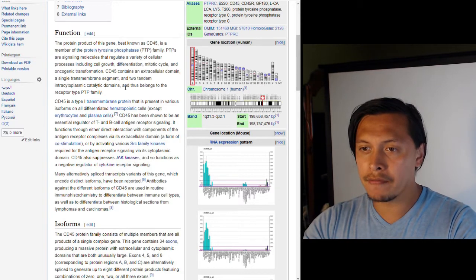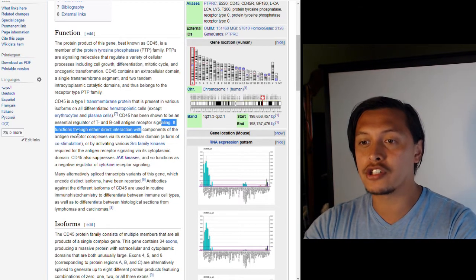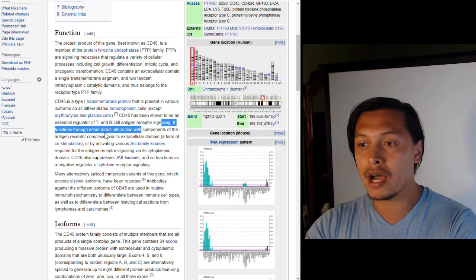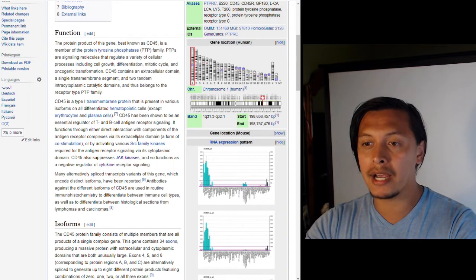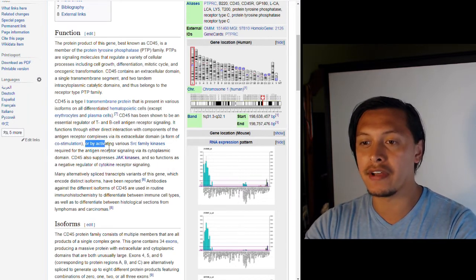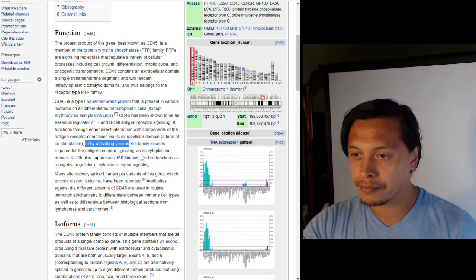It functions through either direct interactions with components of the antigen receptor complex through its extracellular domain, or by activating various SRC family kinases required for the antigen receptor signaling. Don't worry too much about this.